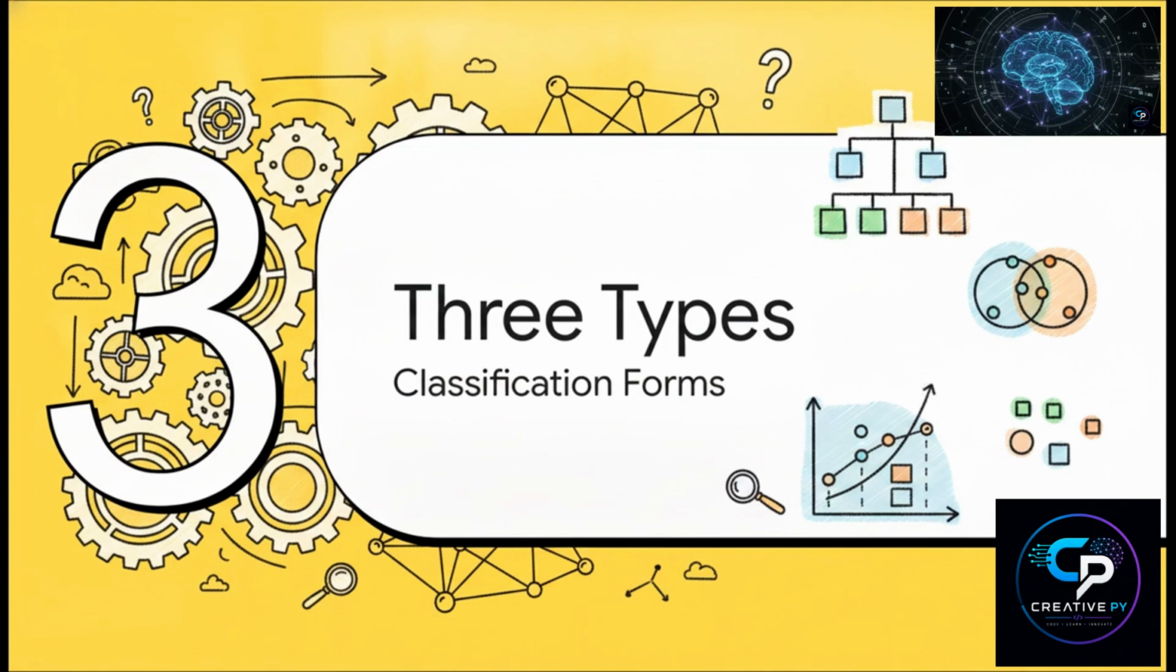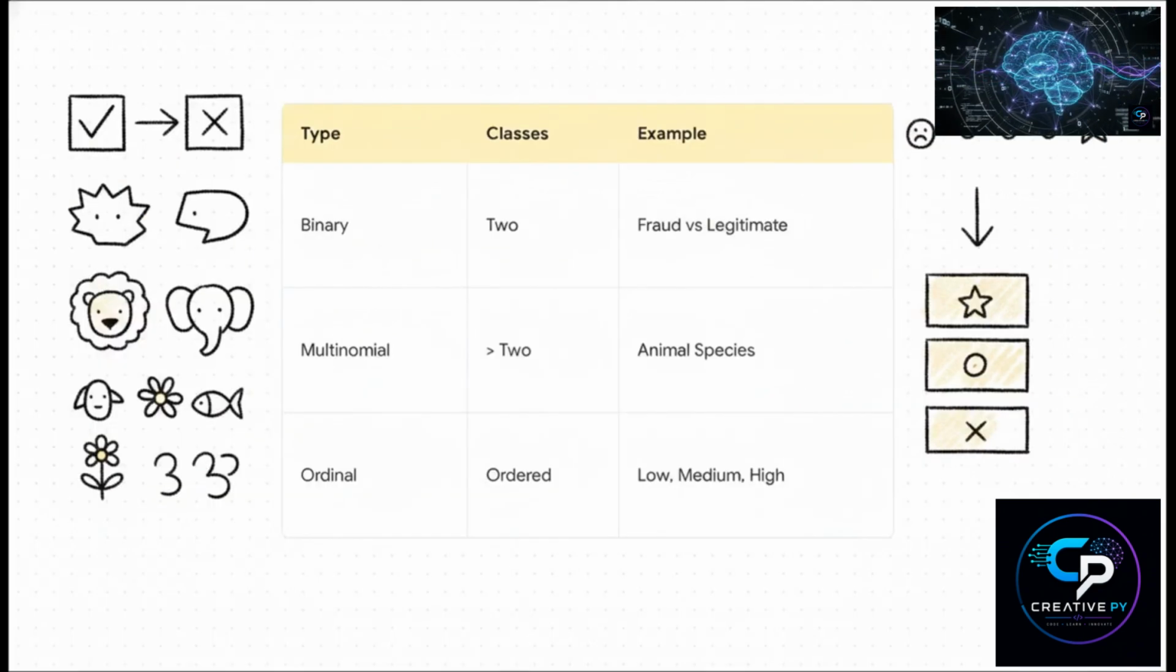All right, section 3, 3 types of classification. You see, logistic regression isn't just a one-trick pony. It is incredibly versatile. The first type is binary, which is exactly what we've been talking about. 2 possible classes, fraud or legitimate, pass or fail. This is for sure the most commonly used setup across the board.